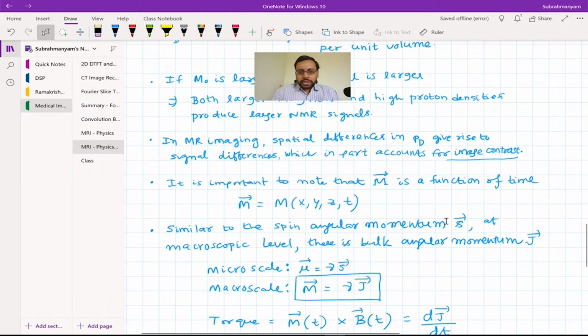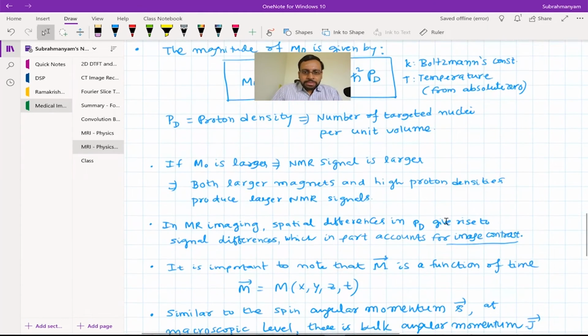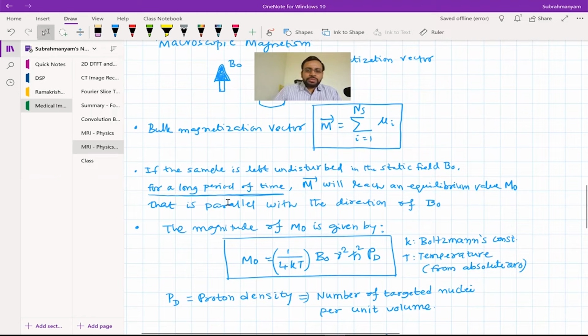Then, as I mentioned here, we are talking about after a sufficiently long period of time, your M naught, which is initially 0 when you apply B naught, will come to the direction of B naught, resulting in a value of, let's say, M naught. But that should already tell you that this is something dependent on time. It's like in your circuit analysis, where you consider voltages and currents in a circuit with an AC source and elements like inductors and capacitors.